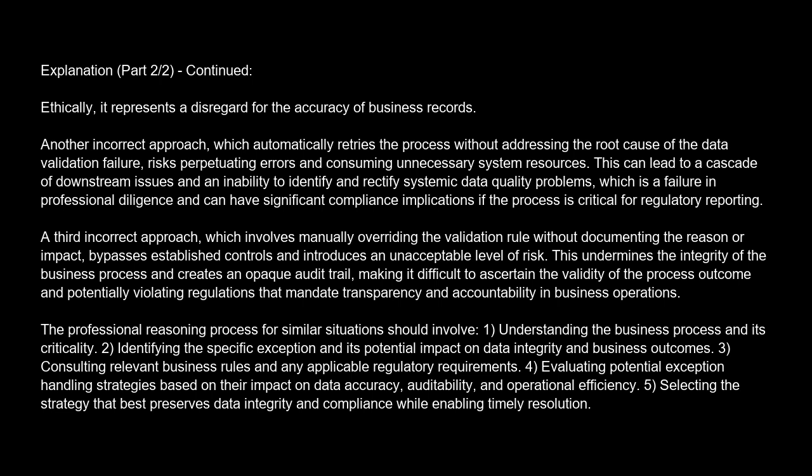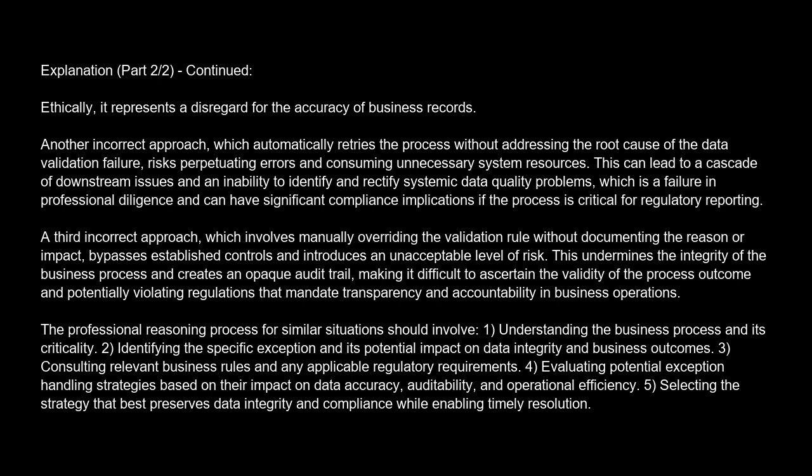A third incorrect approach, which involves manually overriding the validation rule without documenting the reason or impact, bypasses established controls and introduces an unacceptable level of risk. This undermines the integrity of the business process and creates an opaque audit trail, making it difficult to ascertain the validity of the process outcome and potentially violating regulations that mandate transparency and accountability in business operations.